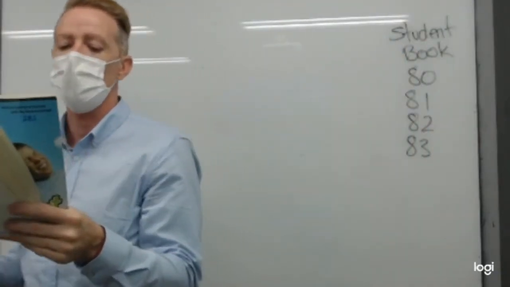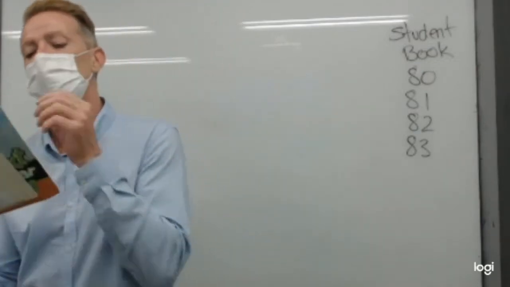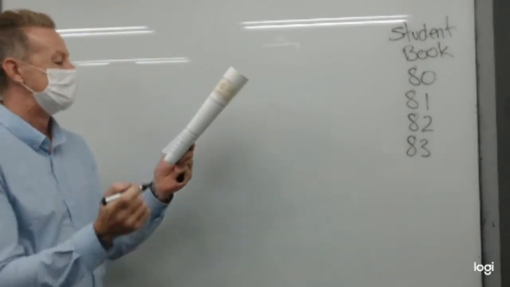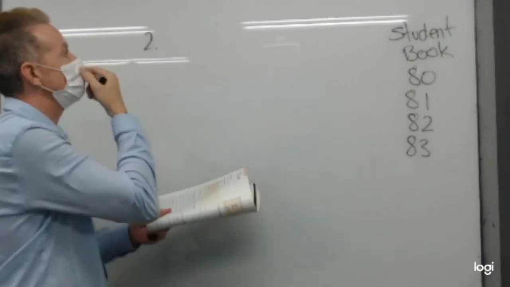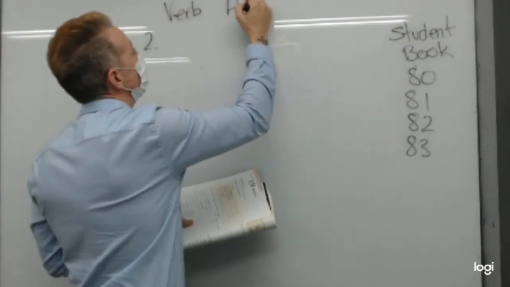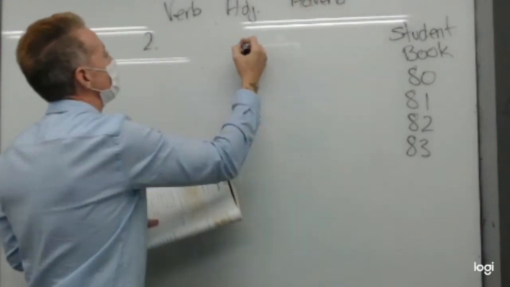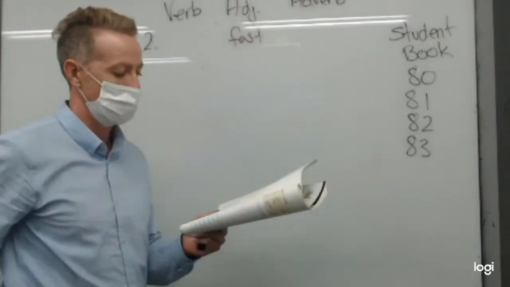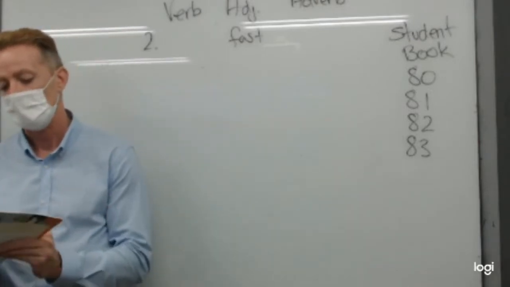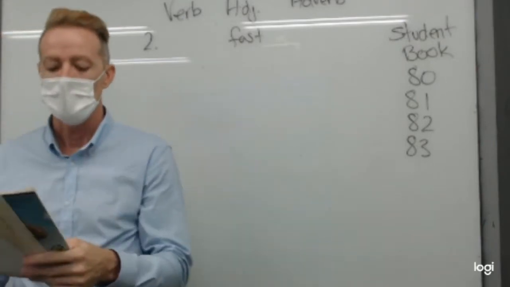All right, number two, slow down. You are driving too fast. What is fast? Adjective. Yes, fast is an adjective. All right, I'll write this up here: verb, adjective, and adverb. So number two, fast is an adjective. So you have to circle fast.